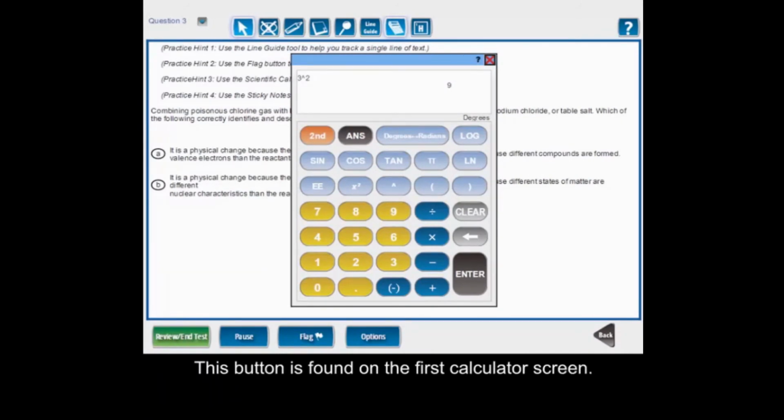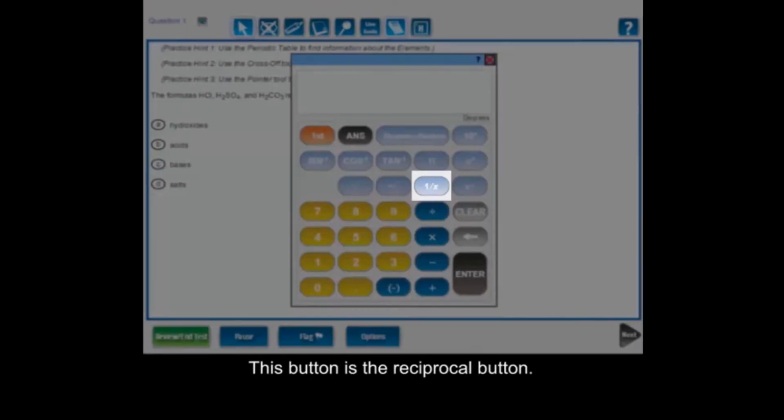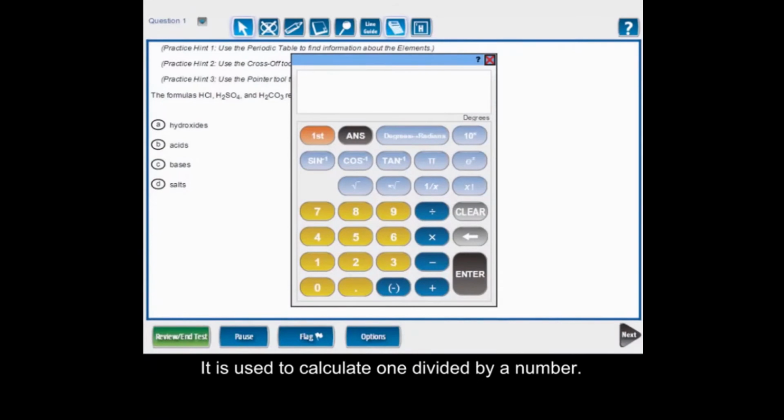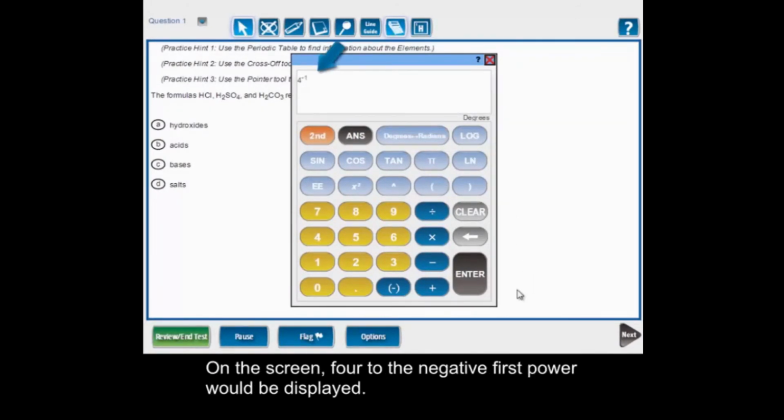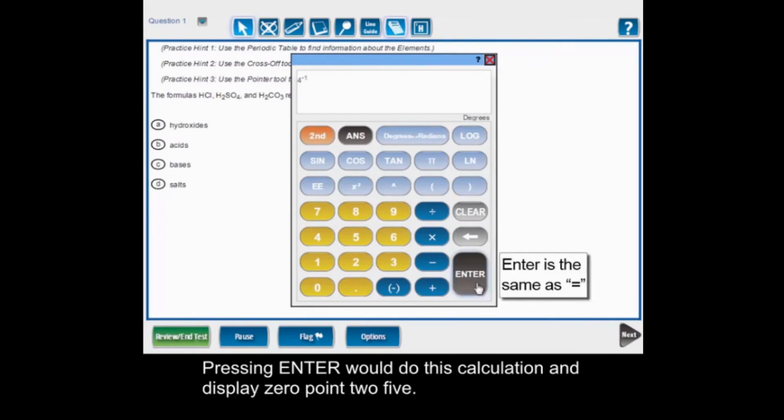This button is found on the first calculator screen. This button is the reciprocal button. It is used to calculate 1 divided by a number. This button should be selected after a number has been entered. For example, to find the reciprocal of 4, the student would enter the number 4, followed by selecting the reciprocal button. On the screen, 4 to the negative first power would be displayed. Pressing Enter would do this calculation and display 0.25.